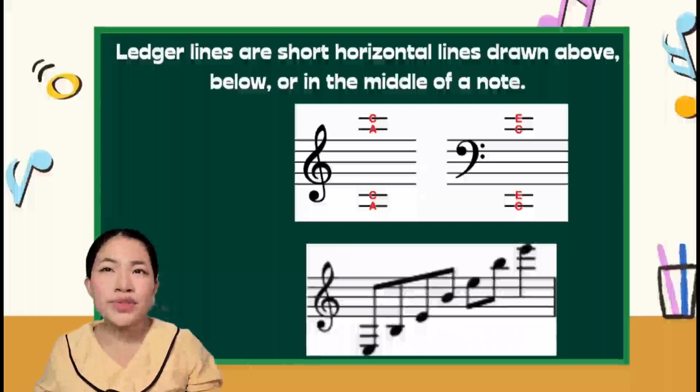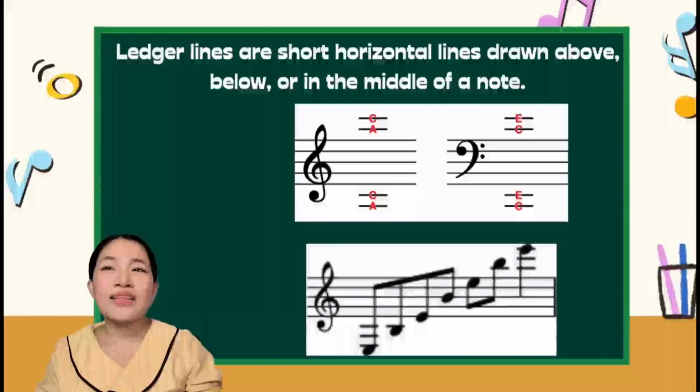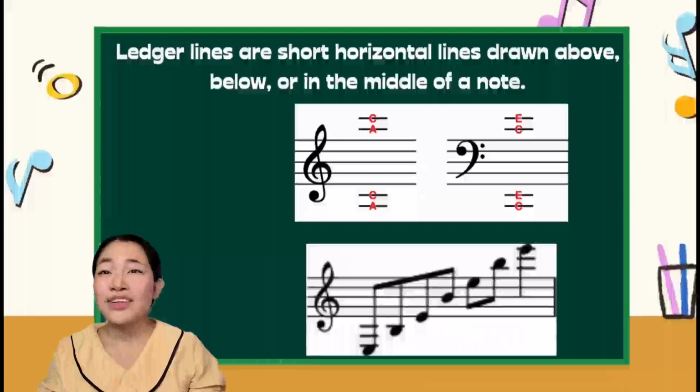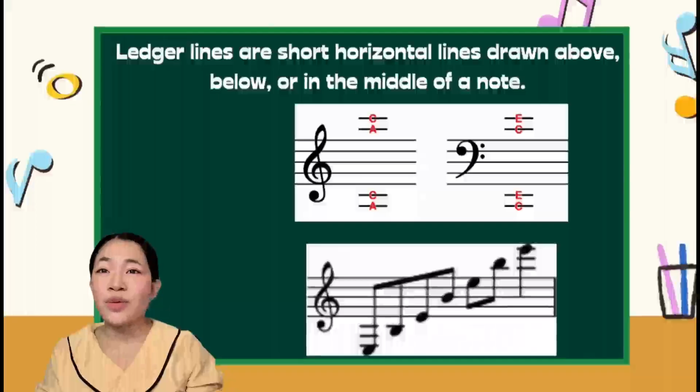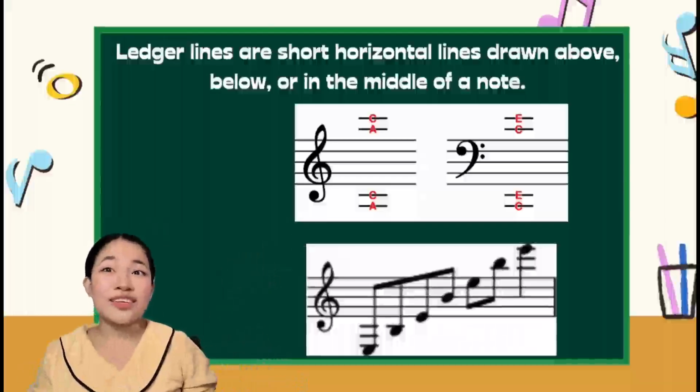Sometimes, notes can be found below or above the musical staff. When this happens, a ledger line is used. Ledger lines are short horizontal lines drawn above, below, or in the middle of the note. As you can see, look at the pictures.